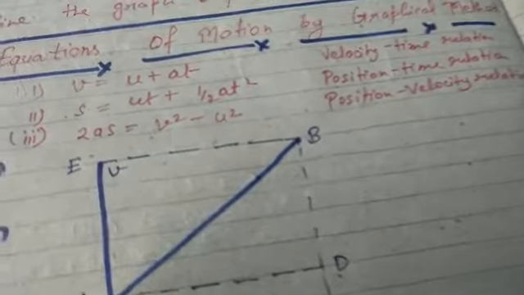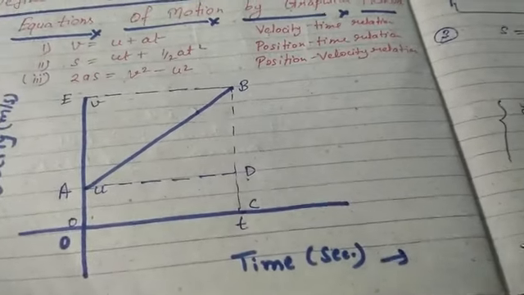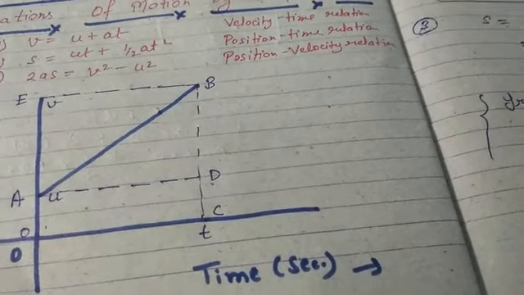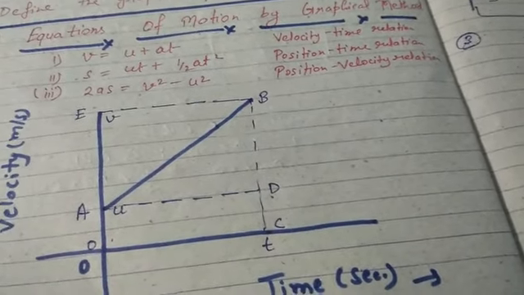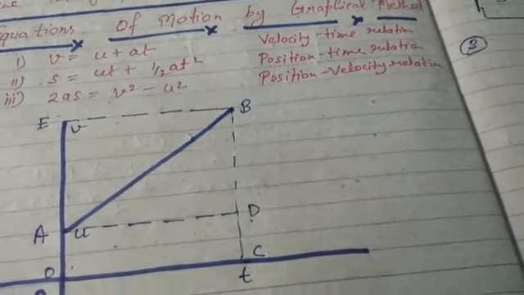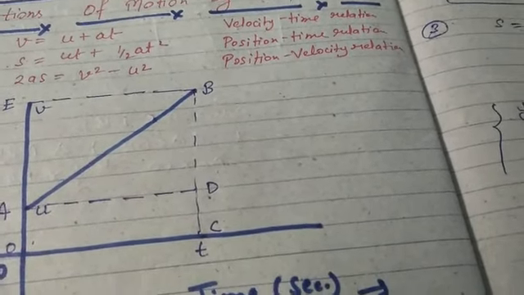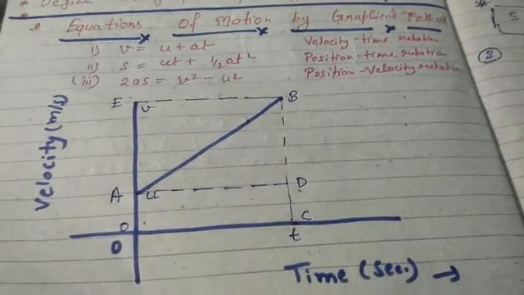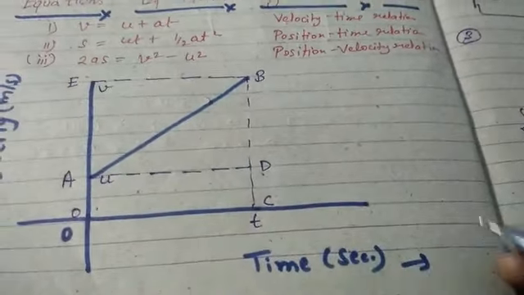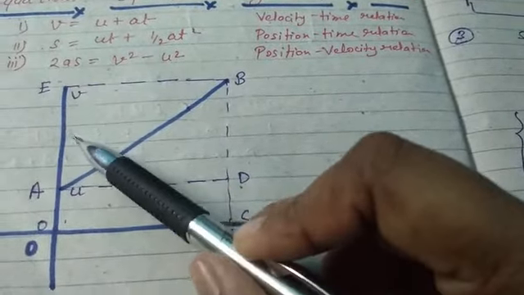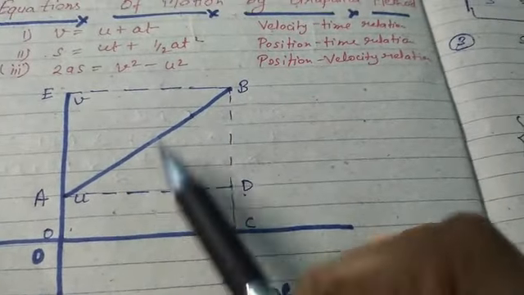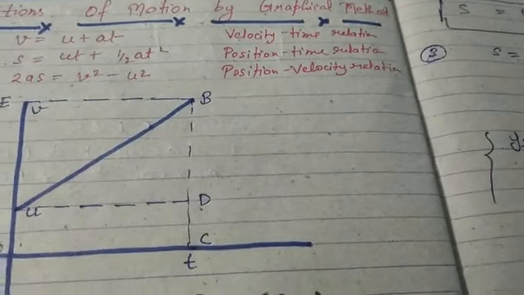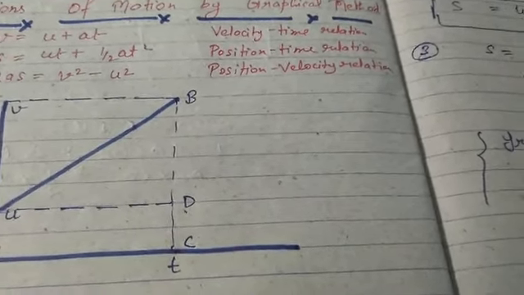In our last class, we already discussed the velocity time graph and the distance time graph. With the help of the distance time graph, we can find velocity. And with the help of the velocity time graph, we can find two physical quantities: the first is displacement and the second is acceleration. So how can we find displacement? The area covered by the velocity time graph with the time axis gives us displacement. And for the acceleration, we have to find the slope of the velocity time graph.